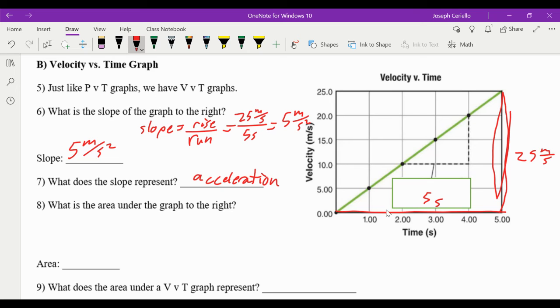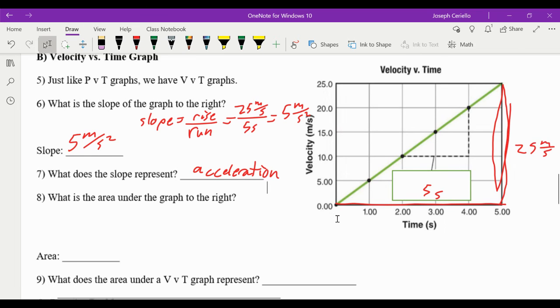What's another way you can kind of know that? Well, remember, acceleration is the rate at which velocity changes. Does this show the velocity changing? I think so. It's getting bigger over time. It goes from 0 to 25. So the slope represents that change. So the slope represents acceleration.